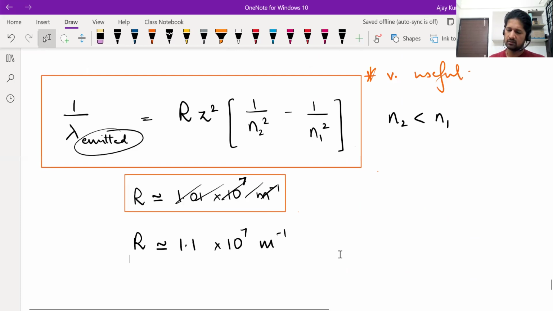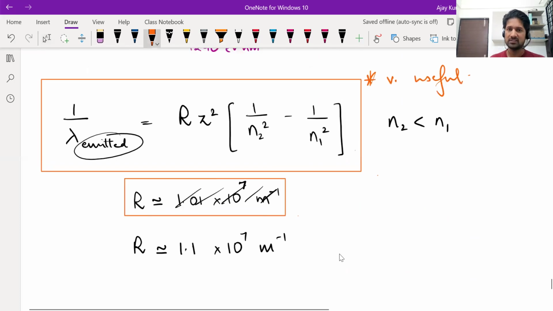Okay. Remember, all this is valid only for a single electron species. Basically, in Bohr's model, you can apply this. Bohr's model is valid only for single electron species. One electron should be revolving around the nucleus.